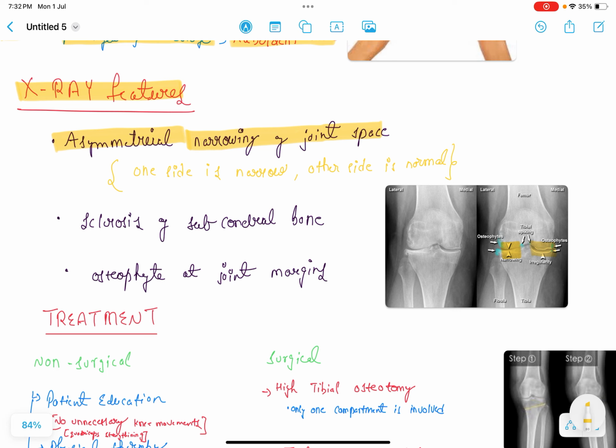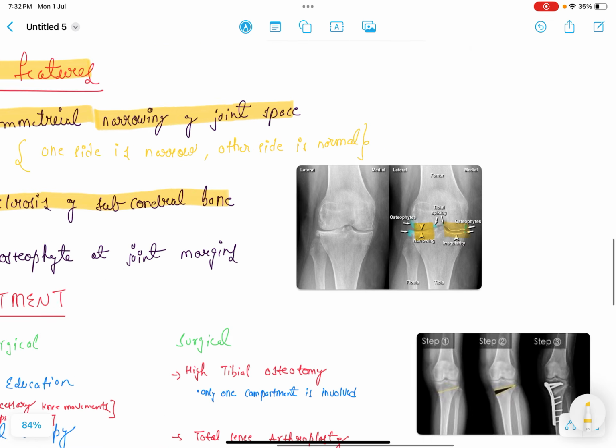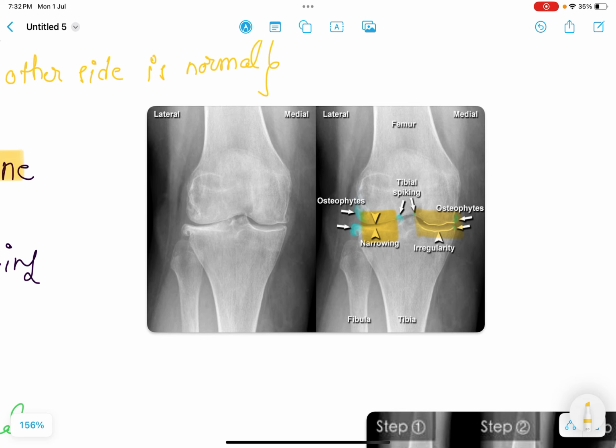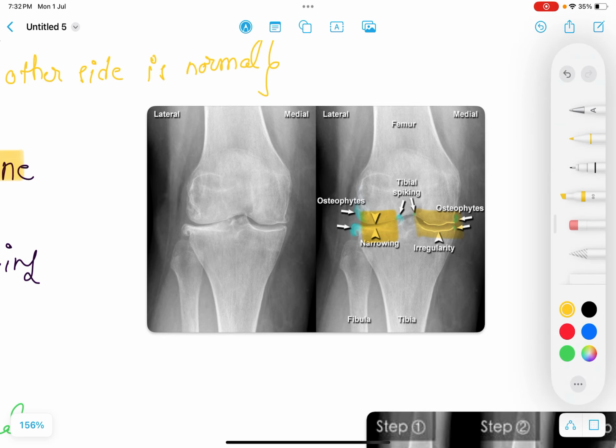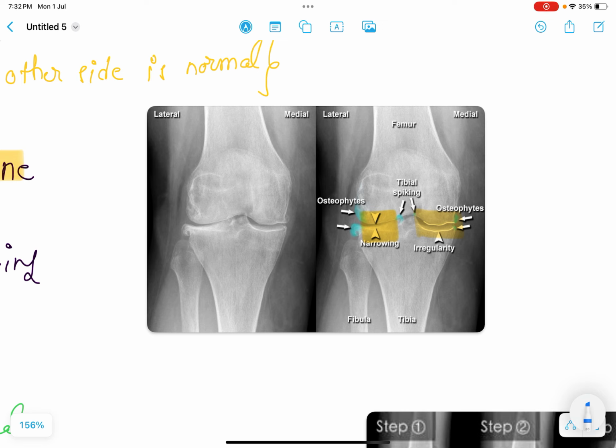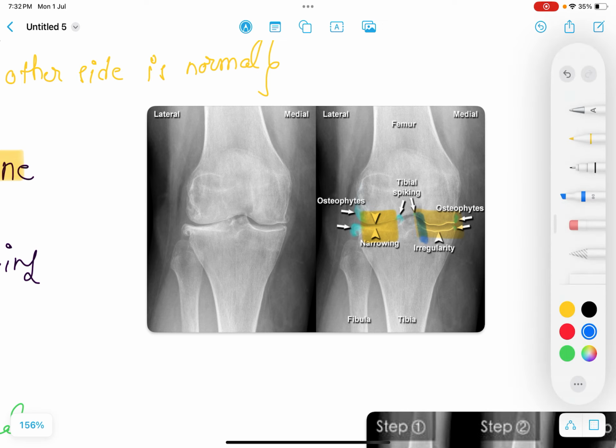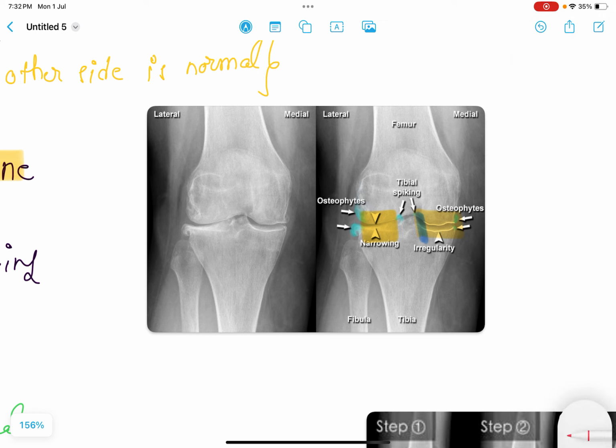We can find sclerosis of subchondral bone. Here the sclerosis means this whitish area. Let me change the pen. Here the sclerosis means this whitish layer. It is called the sclerosis.